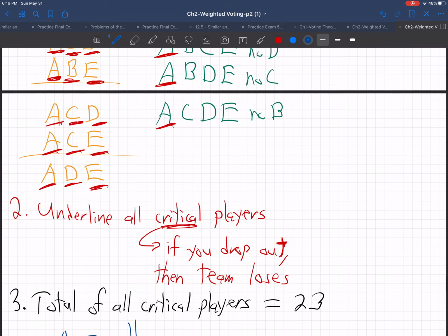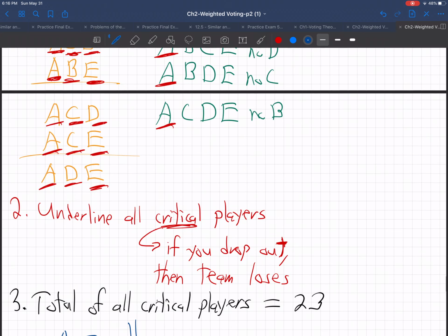And finally, player E. Out of 23, how many times is E critical? 1, 2, 3. Same thing, huh? So that makes sense. Those are all the same, aren't they? B, C, D, and E's roles are all the same. Let's double check. If you add those up, it's good to double check. 11 and 3, 3, 3, 3, you're going to get 23 out of 23. So we know we didn't miss any. That's all the critical power.